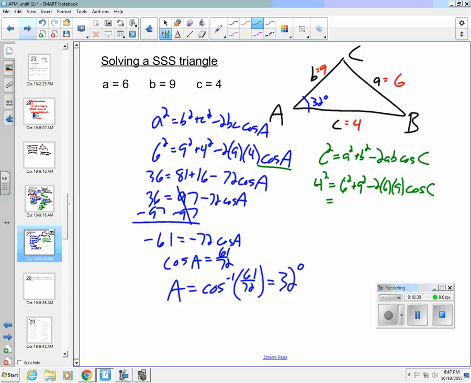Right now we're just simplifying everything. So we have 16, 36, 81. 2 times 6 is 12, times 9 makes 108.